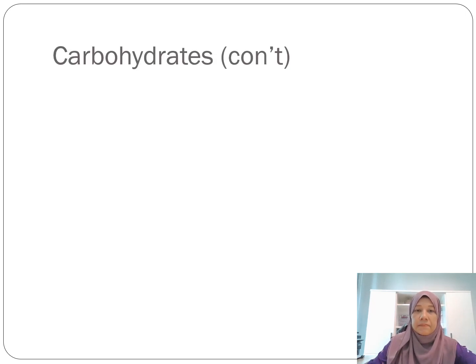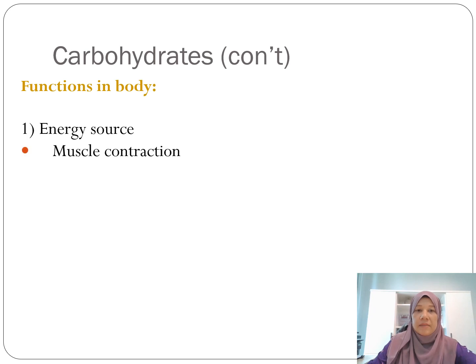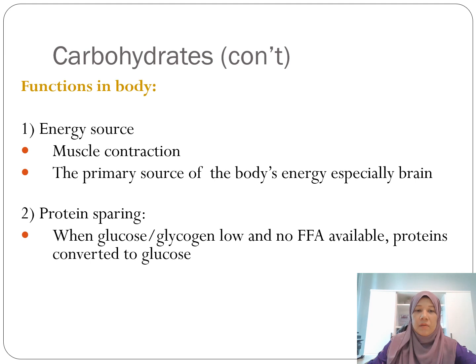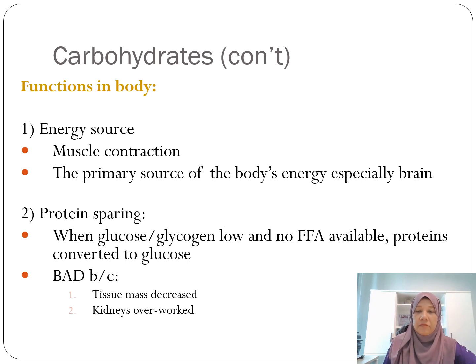Then next, the functions of carbohydrate in the human body. Normally, of course, it becomes the energy source for your muscle contraction when you move your body, because of the energy that you get from the carbohydrate. Of course your brain also needs energy, so the energy comes from carbohydrates. And it is also protein sparing.